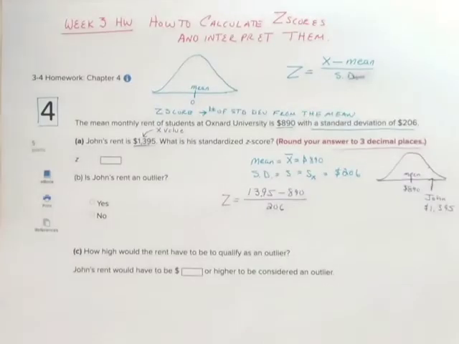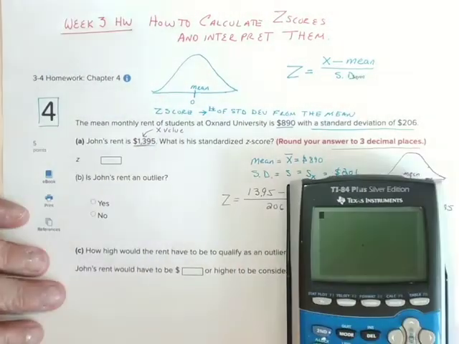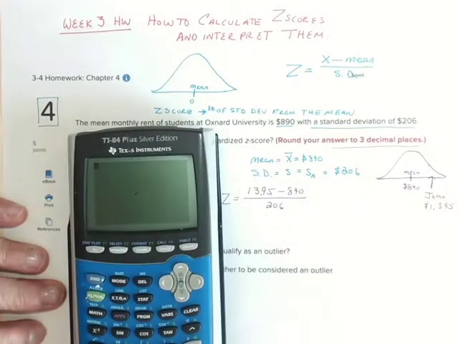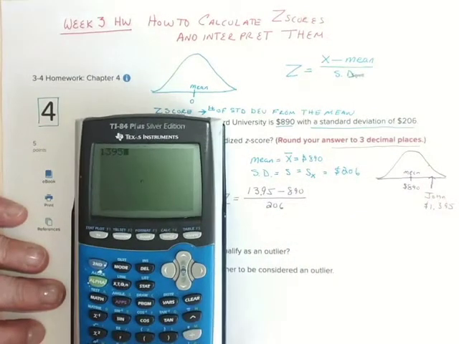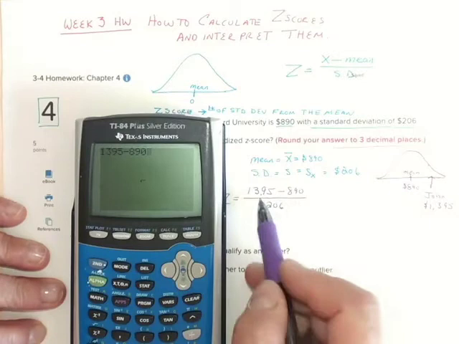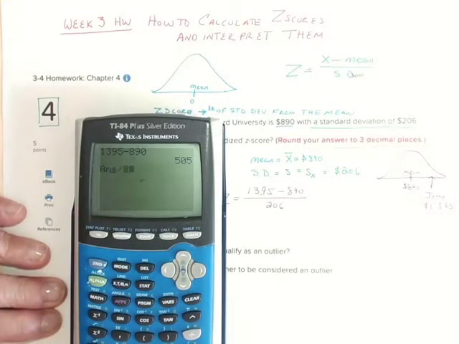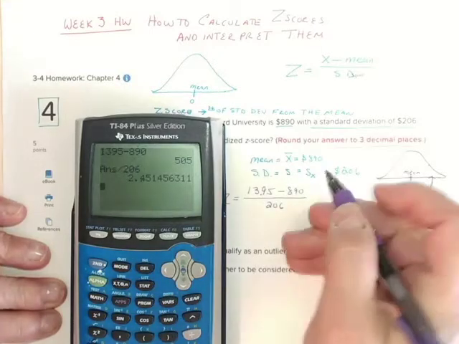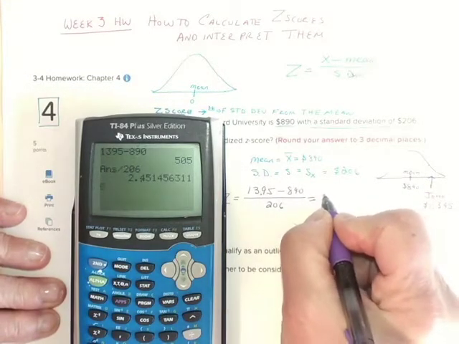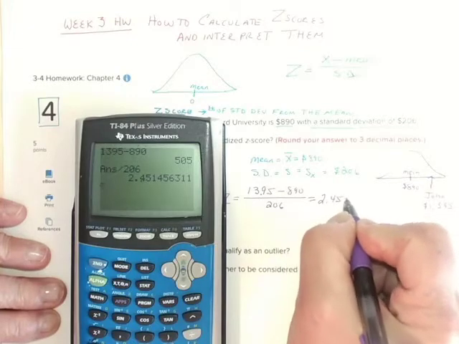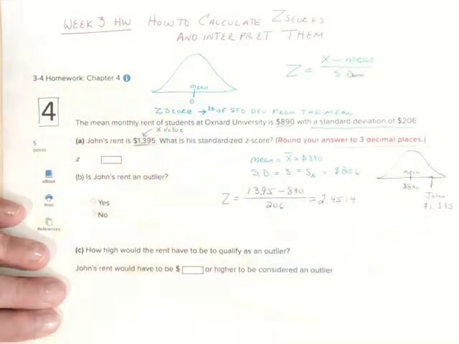So you use your calculator. 1395 minus 890. If you haven't taken math in a while, you might forget that you have to figure out what the numerator is first. The easiest way is to just hit enter, and you get 505, and you divide that by 206. And it says 2.4514.